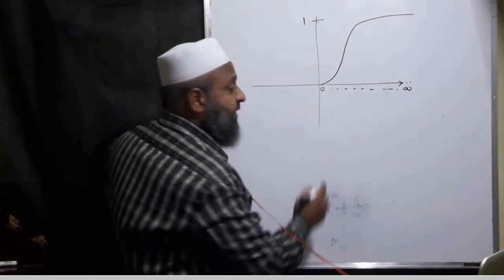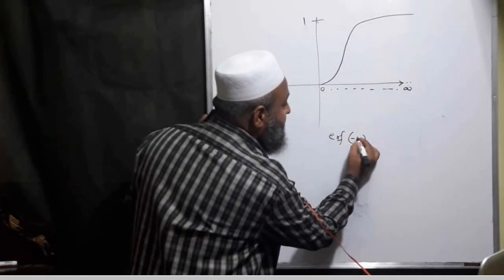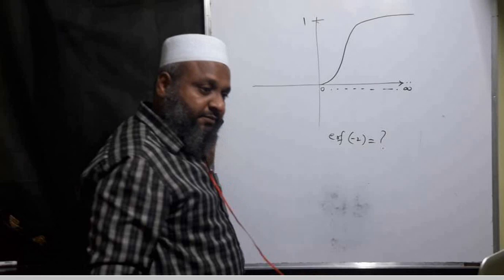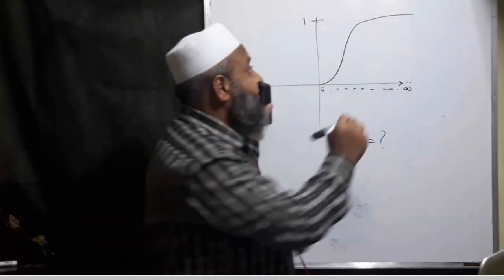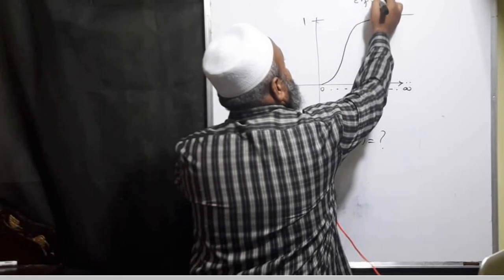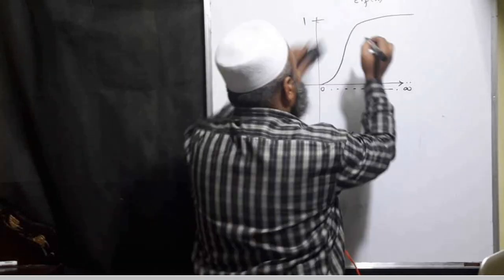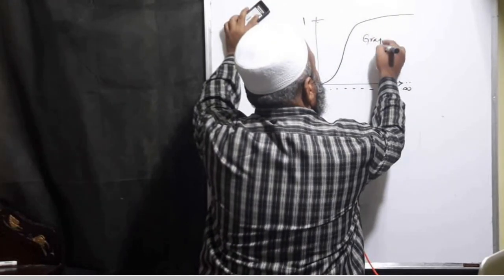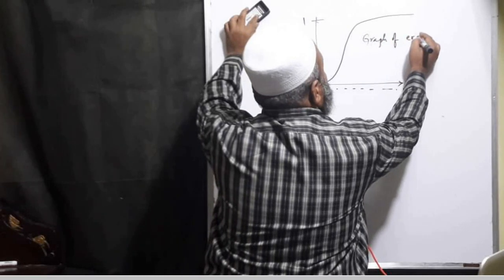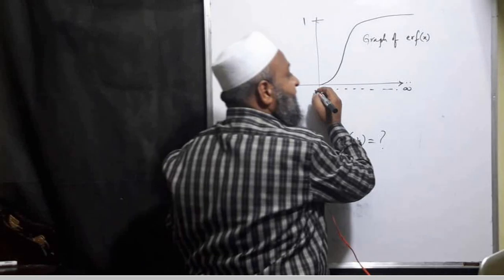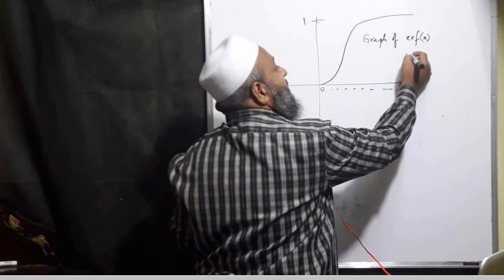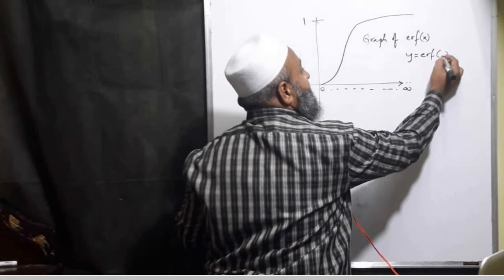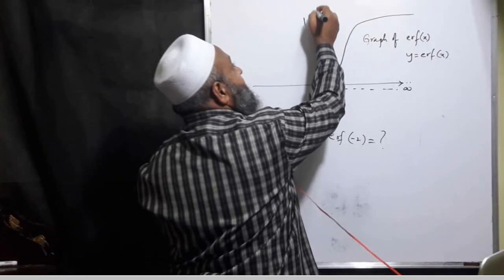Now comes the question: what is the error function at minus 2? This is the graph of the error function. I'll write it here: graph of error function of x, with respect to the x-axis, and y is taken as the error function at x. So this is the y-axis.